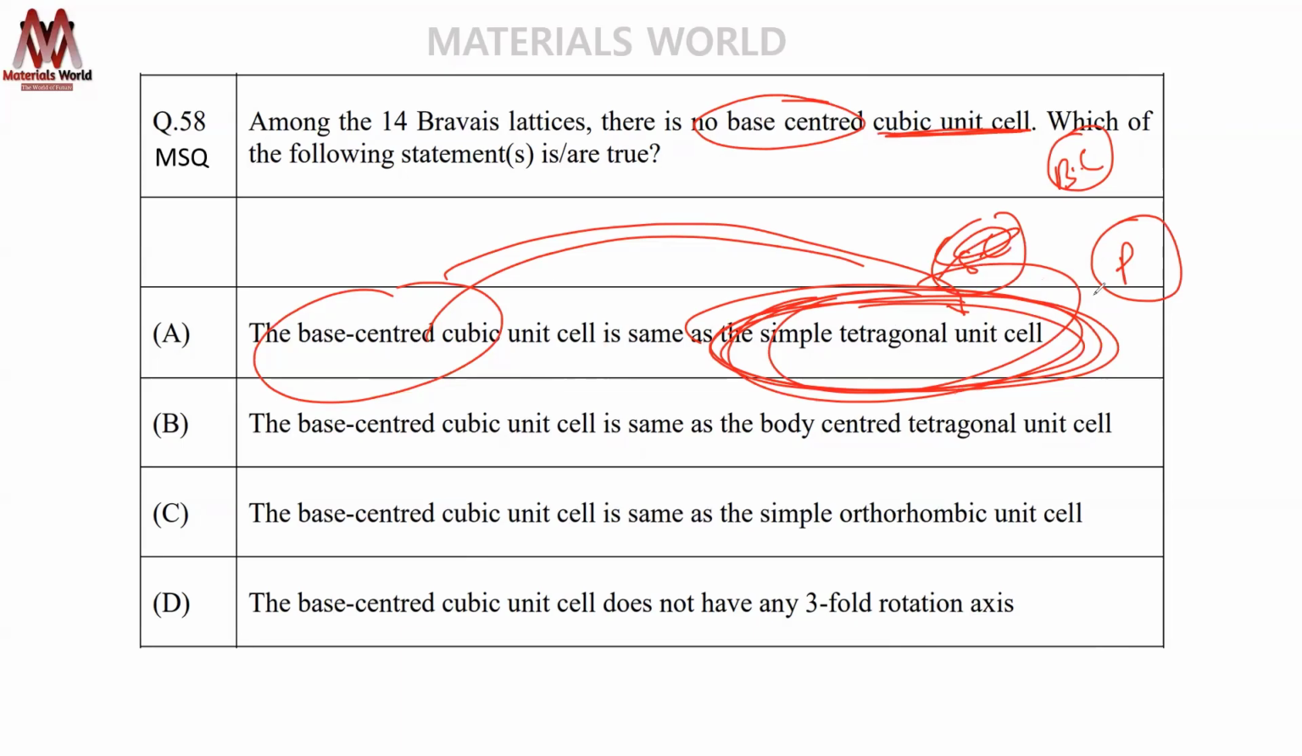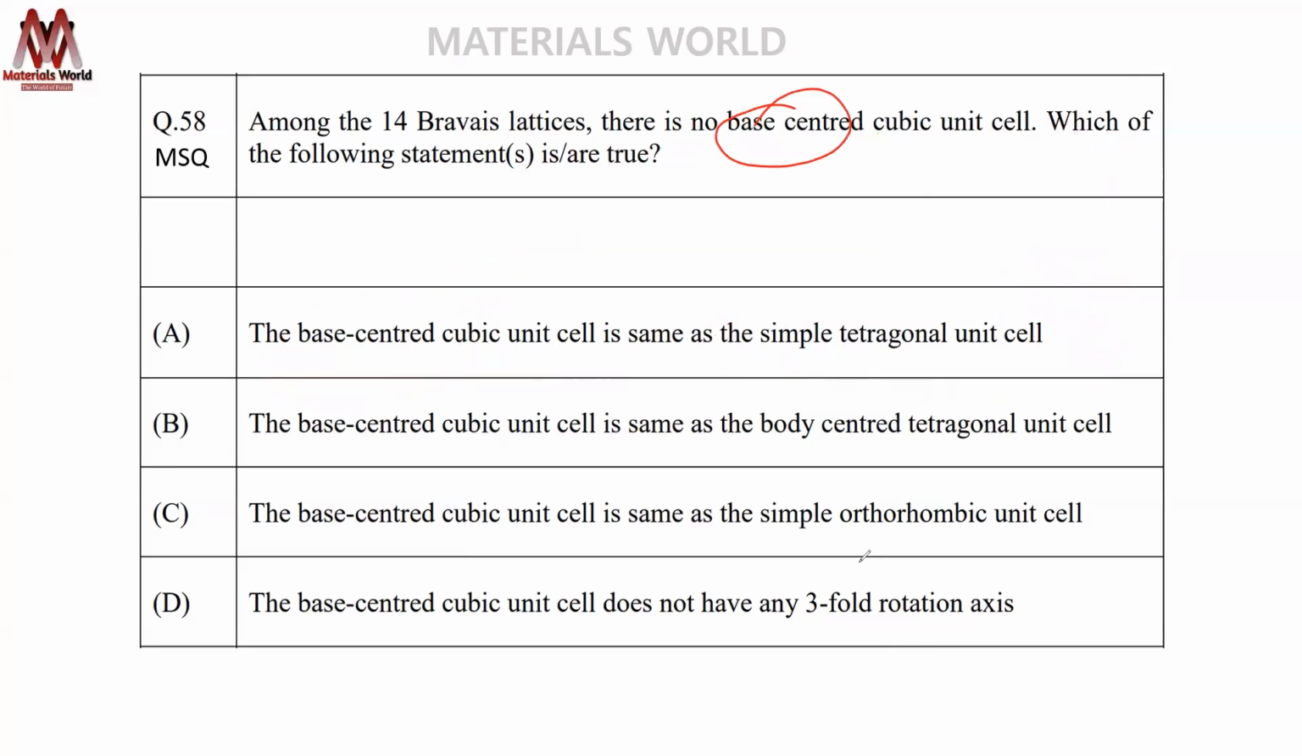You have to go one step ahead. It should violate the symmetry also. Then only you can say it cannot be a member of that crystal system. Like base centered will never follow the characteristic threefold. That's why it cannot be a member of the cubic crystal system. That is also one criteria. That's why we cannot put it.